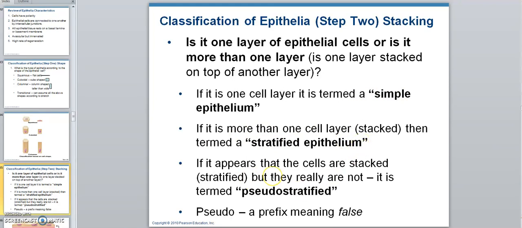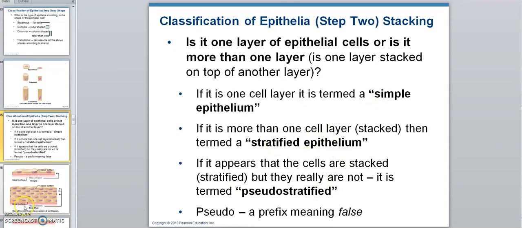Now, if it appears to be stacked but is not, it's called pseudostratified. So let me explain that. In order to be stratified, the second layer of cells must have a cell below it. If it's the third layer, it must have two cells. So pseudostratified, when it's under the microscope and small, would appear to be stacked but is not, because all the cells basically reach the basement membrane. All the cells reach the base. They just appear to be stacked, but they're not. So simple, stratified, or pseudostratified.